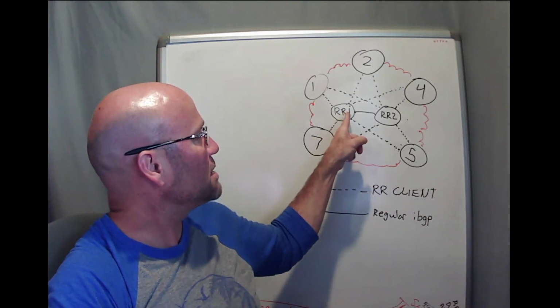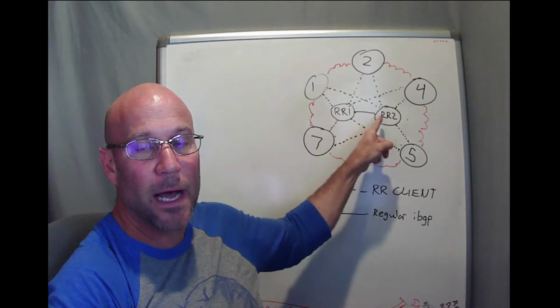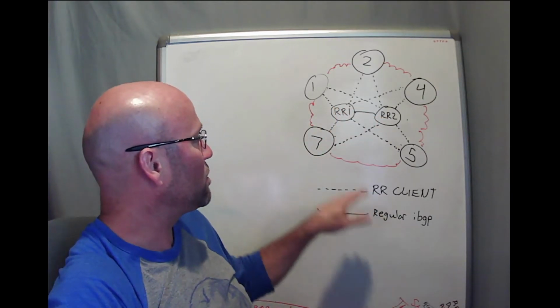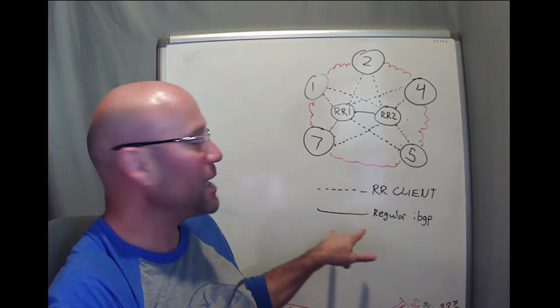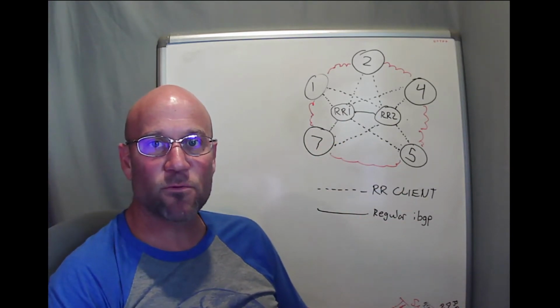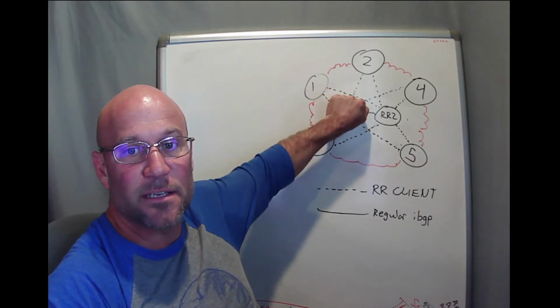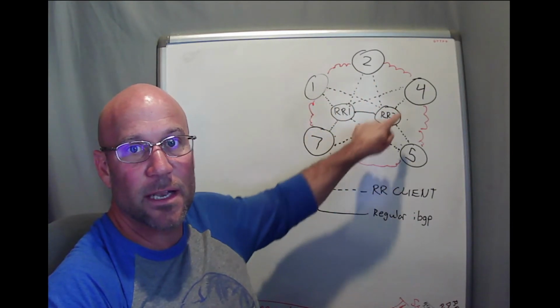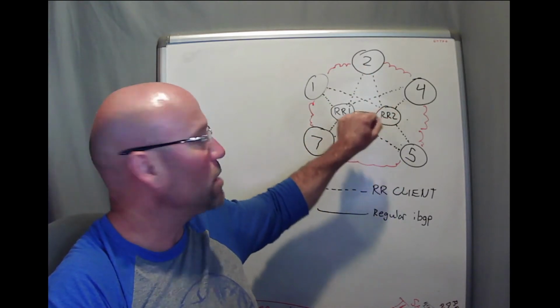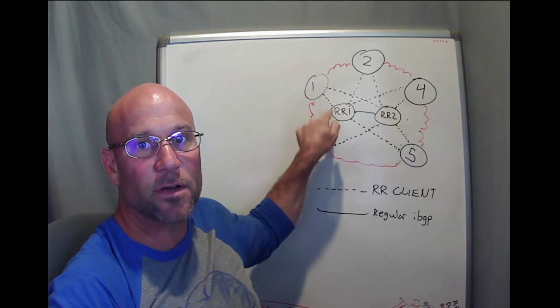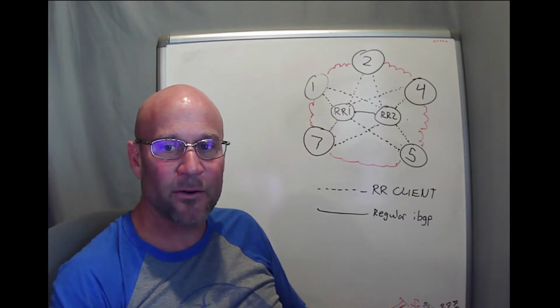I also like to configure a normal IBGP neighbor session between the 2 route reflectors as well. So dotted line represents clients, solid line represents a regular BGP session. So now if you lose this node here, everybody is still connected. All your PE nodes are still connected through this other one. And if you lose that one, they're all connected through that one. All right, so this is a lot better.